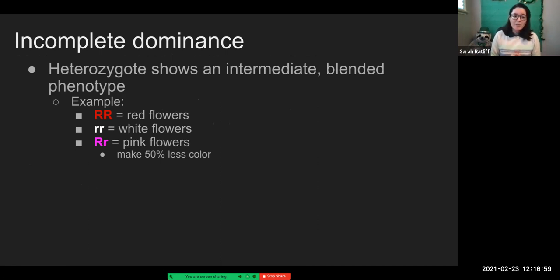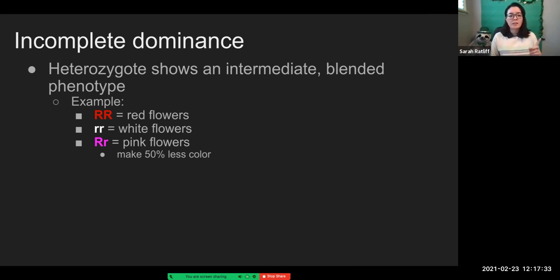Incomplete dominance is when a heterozygote shows an intermediate, blended phenotype. So we're mixing together the two phenotypes to make a third. For example, we're going to look at flower colors again, but a different type of flower: carnations. Red flowers are dominant. If you have a homozygous dominant genotype, you will have red flowers. And white flowers, just like our pea plants, are recessive. So if we have a homozygous recessive genotype, little r, we'll get white flowers.